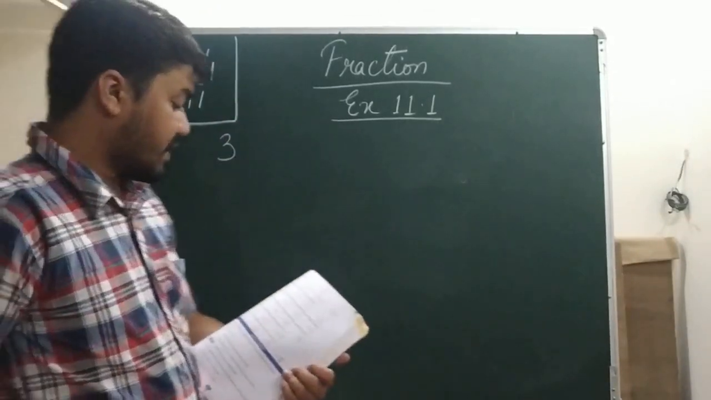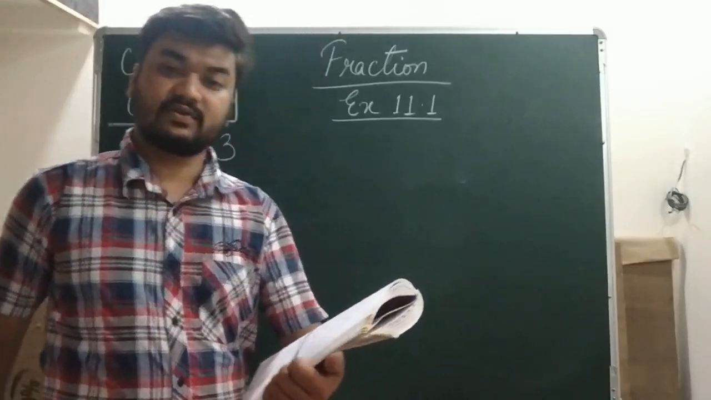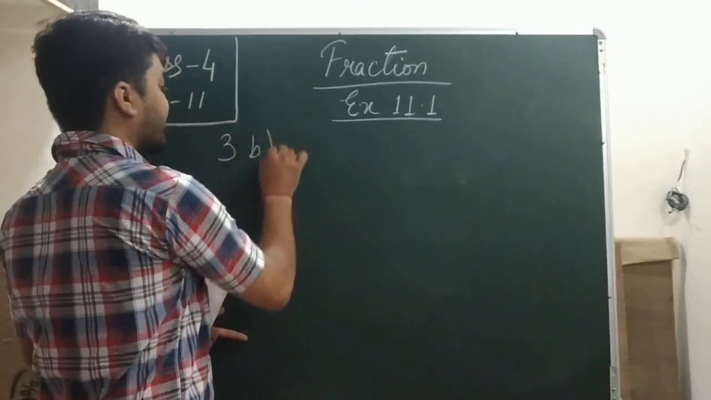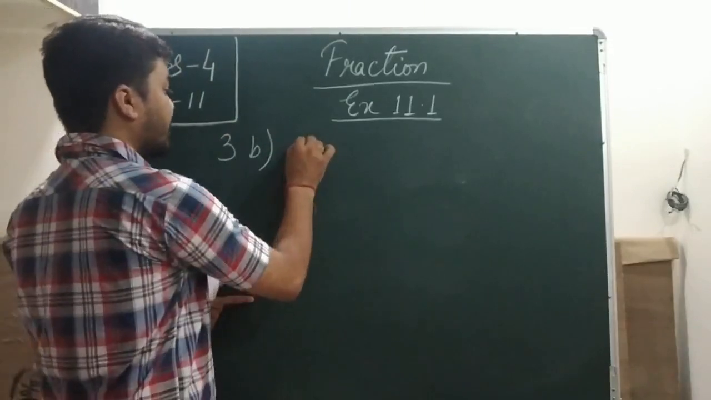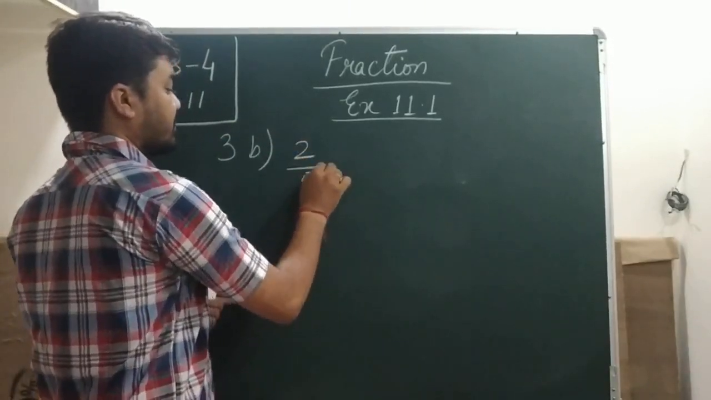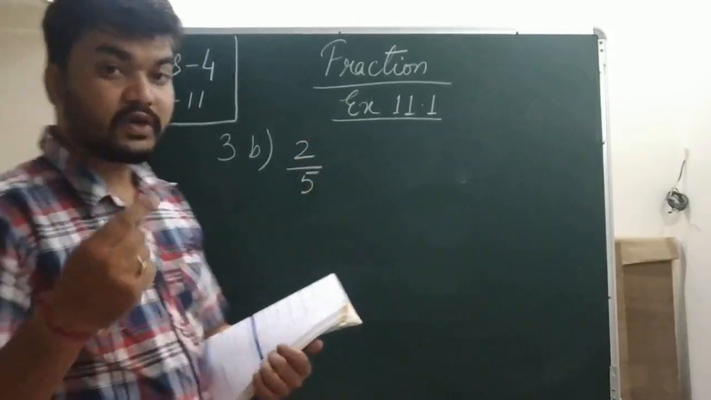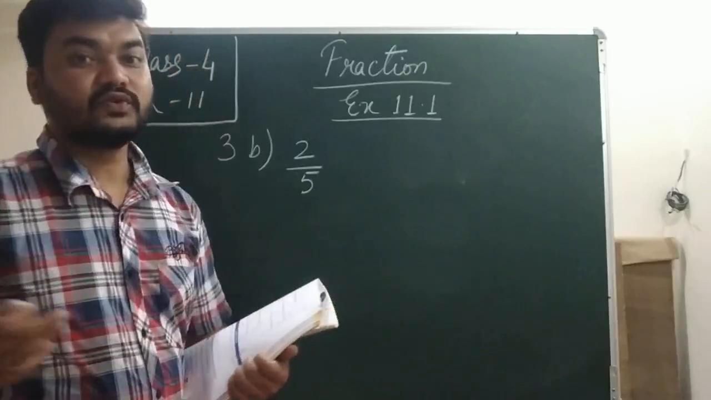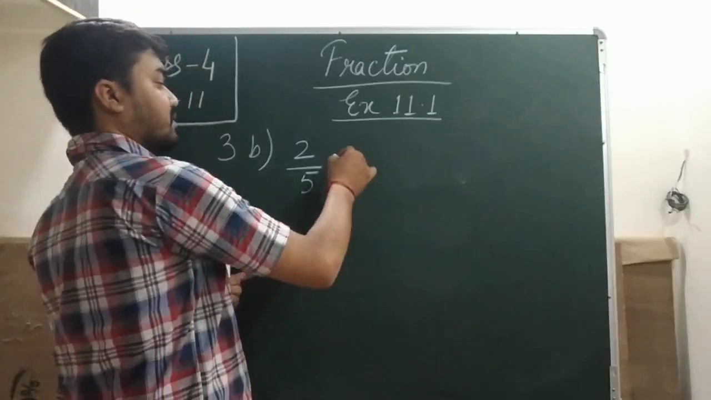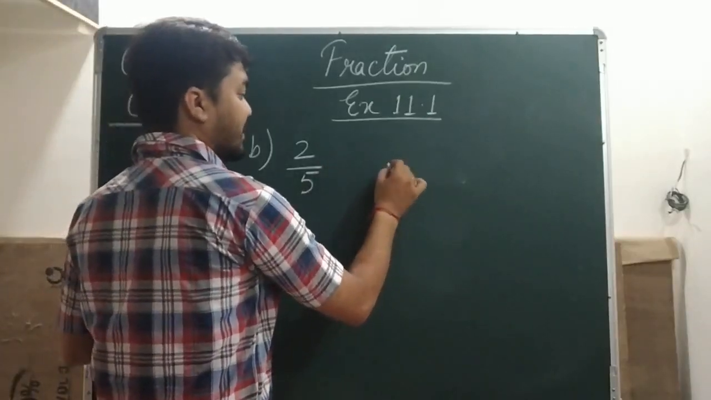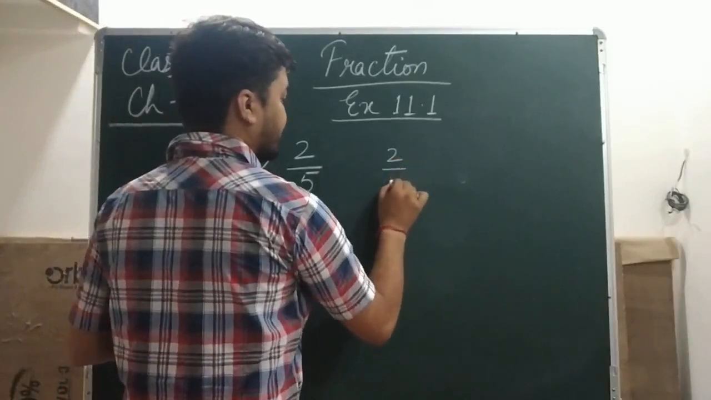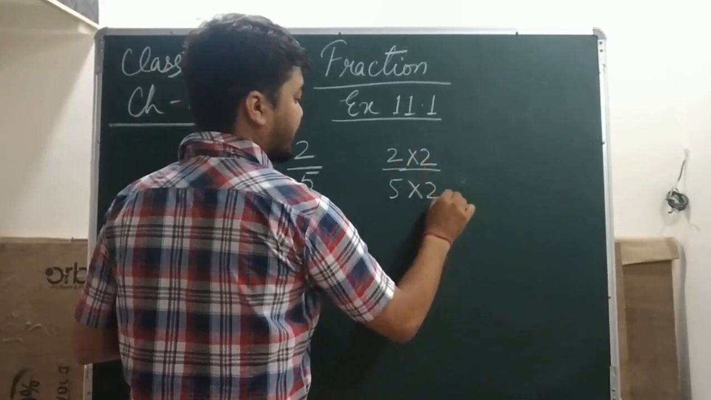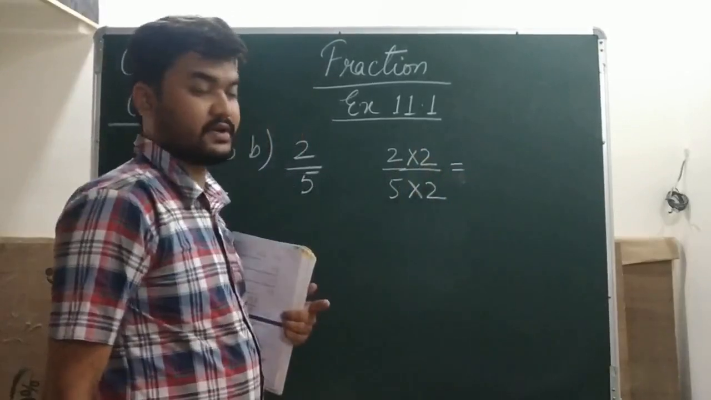Write 2 equivalent fractions of the following. Suppose in part B, I will be solving 2 by 5. Now, two equivalent fractions we have to find. If I say two equivalent fractions, you just have to multiply the same number in the numerator and in the denominator.